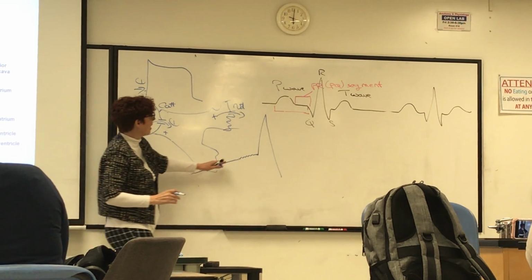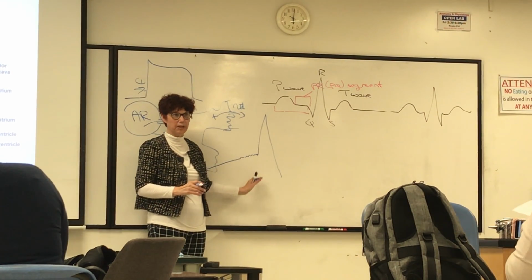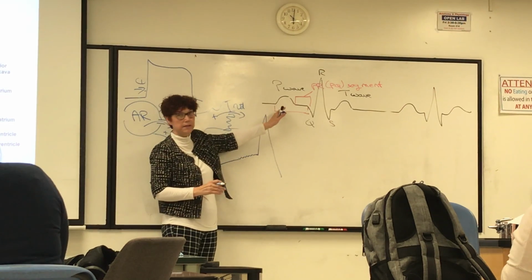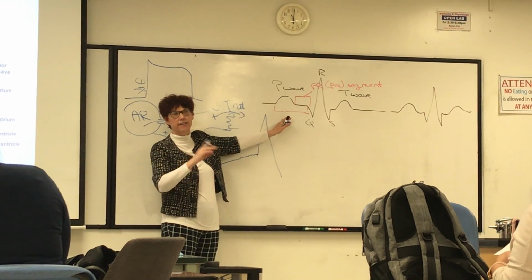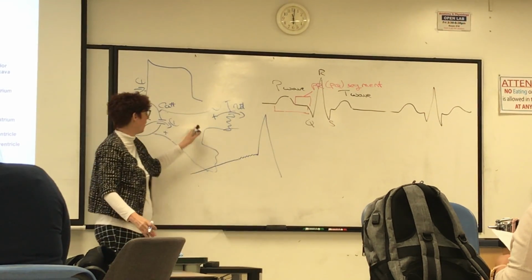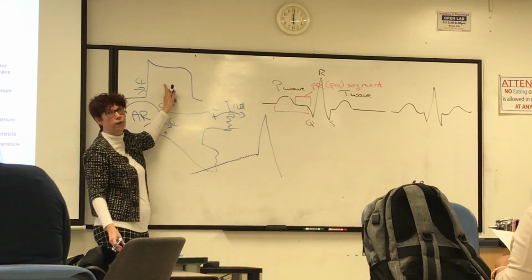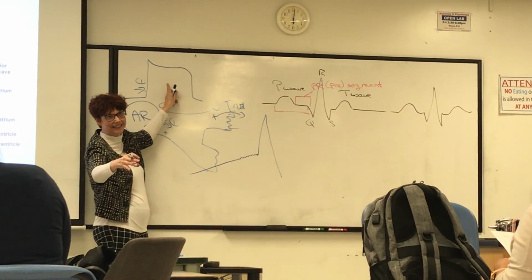But it's the reaching of the action potential of those autorhythmic cells that triggers the P wave. And then the rest of the depolarization of the P wave is due to this happening over and over from one cell to the next.